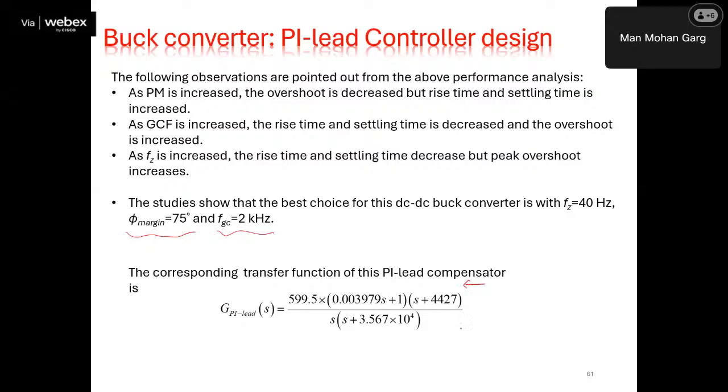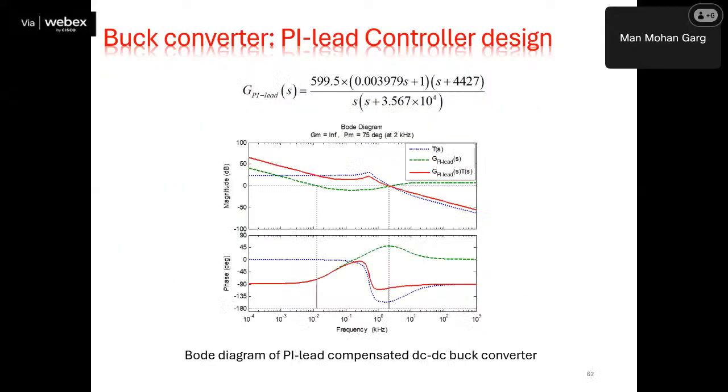So you can study this in one of my papers. This algorithm is given. So this is our PI lead controller transfer function. And what you are observing here, this blue one is the earlier one, same as previous one. Now the green one is the PI lead controller, and the red one is the compensated system's overall Bode plot.